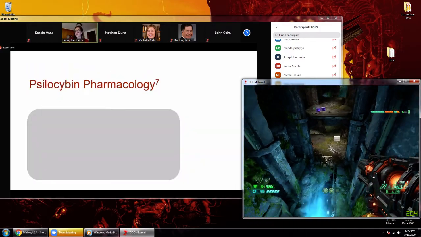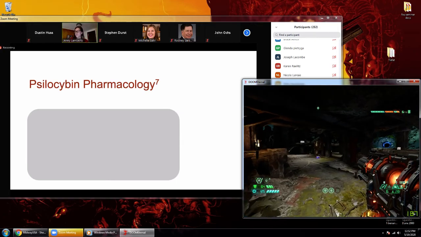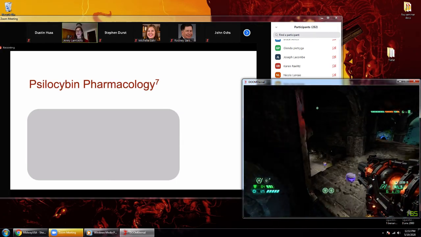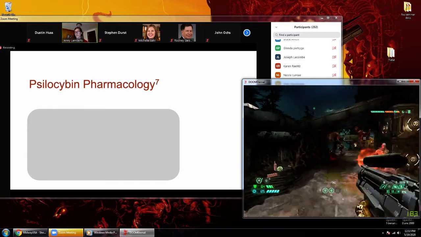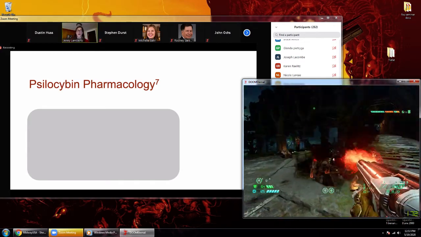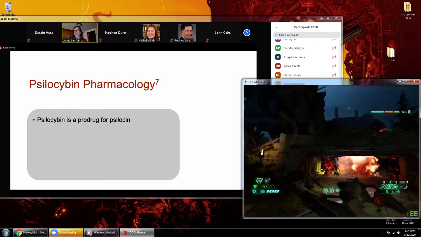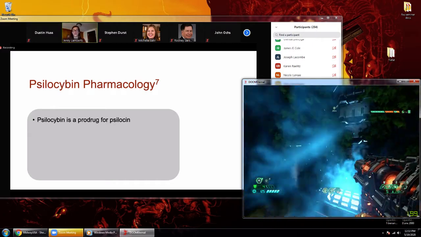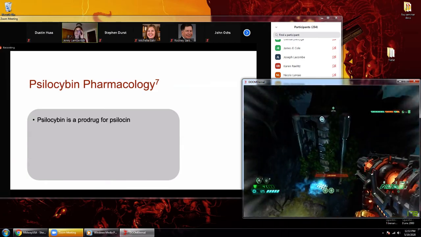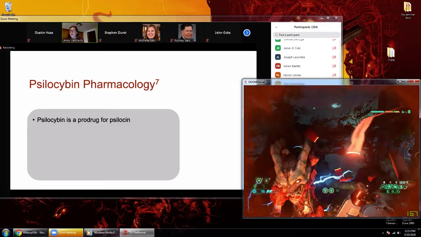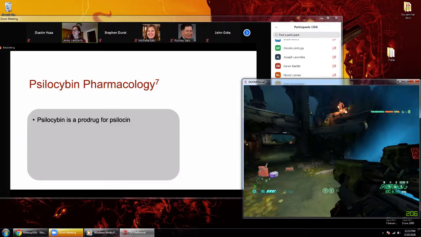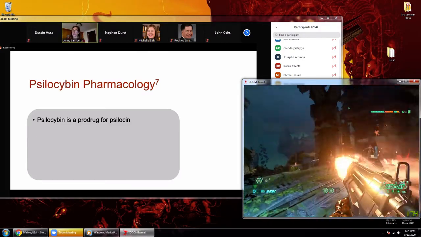So in terms of the pharmacology of psilocybin, as I showed you on the previous slide, its structure is very, very similar to the endogenous neurotransmitter serotonin. Psilocybin is actually a prodrug. It is dephosphorylated to the molecule psilocin, and it's psilocin actually that has all of the psychoactive effects. It's pretty short acting. In healthy adults, the half-life is only about 3 hours.